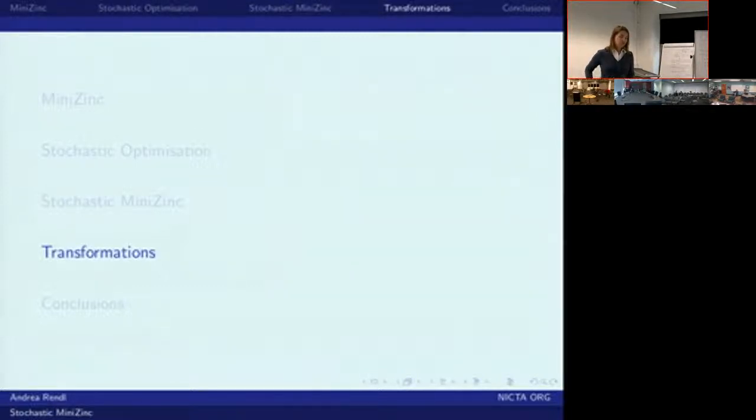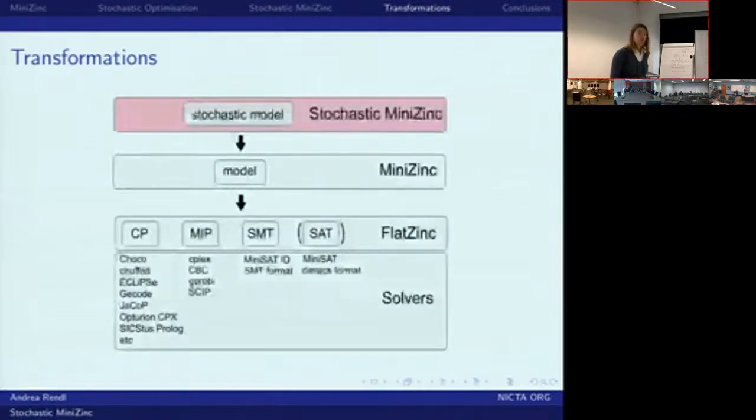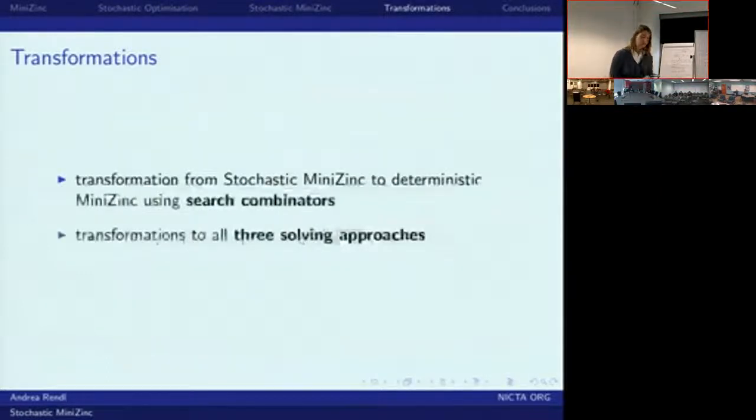So now let's move on to the transformations. Why do we need transformations? First of all, because we want to use this whole tool chain again that you've seen before. So we're translating from stochastic MiniZinc to deterministic MiniZinc. And how are we going to do that? So basically there are two parts. There's the model transformation, and we also have to specify specific searches, which we do by the use of search combinators. And as I said before, we have transformations to all three different solving approaches.